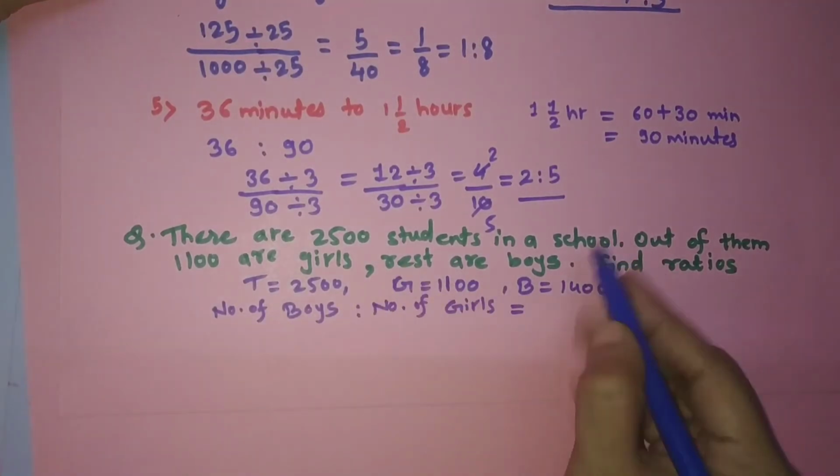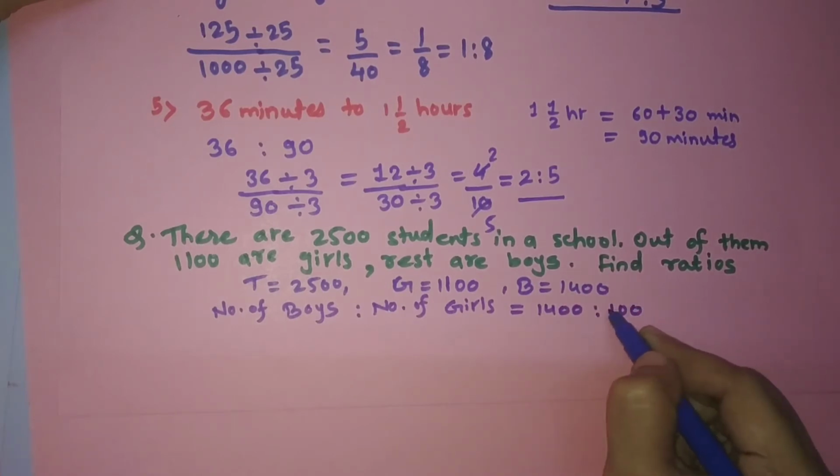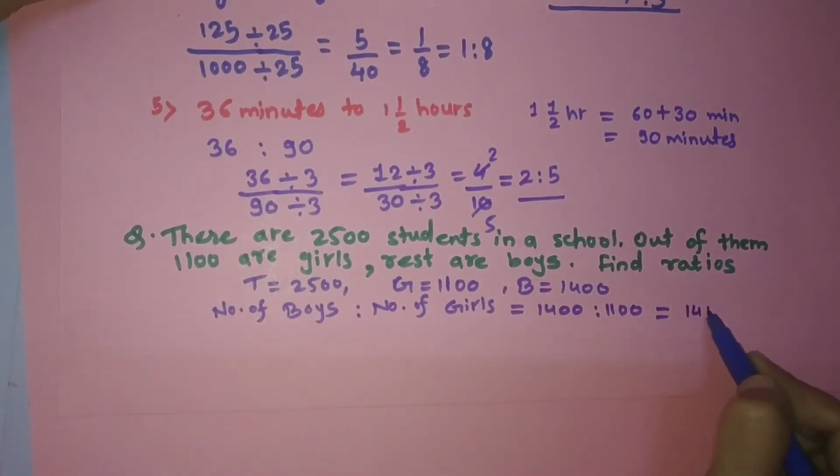Boys are how many? 1,400 is to girls are what? 1,100. So in the ratio we will cut these 2 zeros in the division. So 14 is to 11 is the answer.